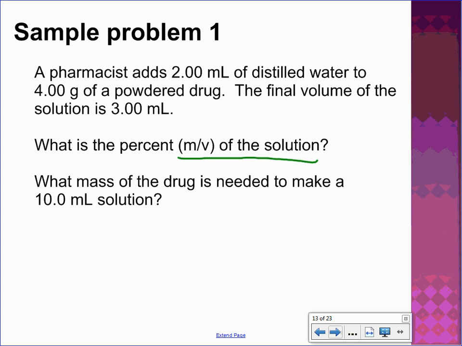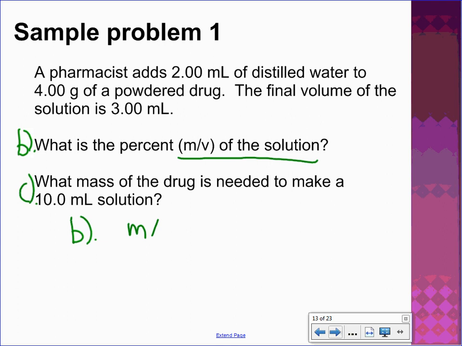In your question on the sheet that you have, you'll see 3 questions, A, B, and C. Cross out A, we won't deal with that, and we'll only deal with B and with C. So in question B, we're asked what is the percent mass per volume of the solution. And then in question C, we're asked what mass of drug is needed to make a 10.0 milliliter solution. So we'll start with question B, determining the mass volume percent.